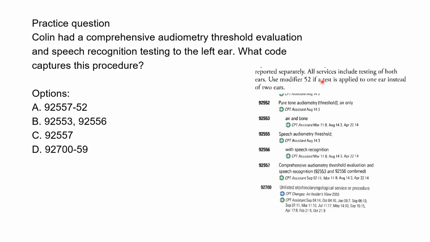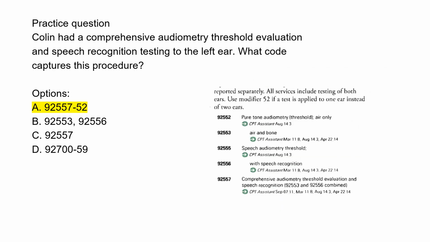But remember, there is a guideline here. All services include testing of both the ears. Use modifier 52 if the test is applied to 1 ear instead of 2 ears. So now you have all the data in front of you. Tell me the correct answer.